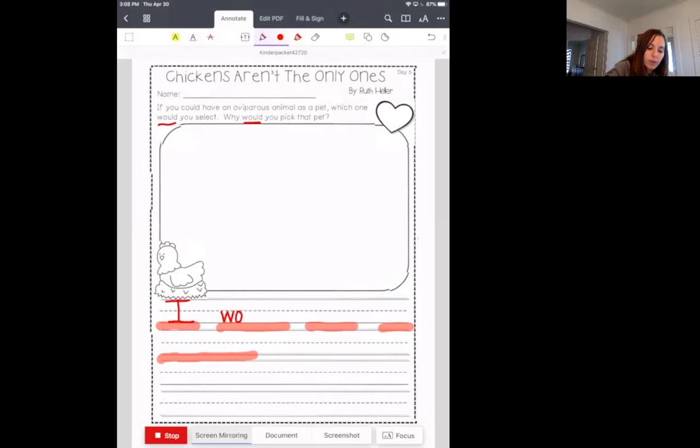Good writers can use their resources to help them with words. So you have your word wall, you have your paper. And you can go ahead and write that word. I would pick, ooh, we can sound this word out, pick, p, p, p. I would pick. It ends with a k. So we need a CK.